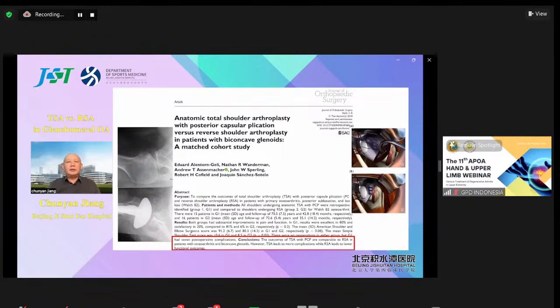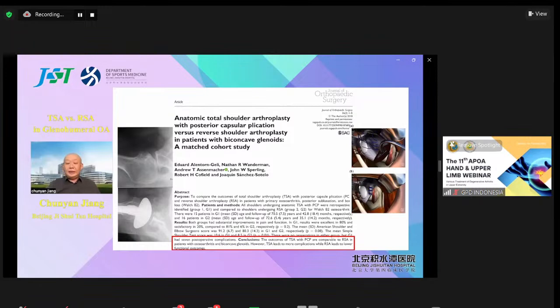I have very little experience with this one. I tried one or two in my whole career, and I found it very controversial and difficult to do the plication, because when I replace the glenoid, I have to resect all the labrum around the glenoid. But when you use the posterior plication, the posterior release should be limited, because you need a relatively tight posterior capsule to hold on and prevent postoperative subluxation of your humeral head. So I have very little experience with that, and for me, that is not an easy surgery.